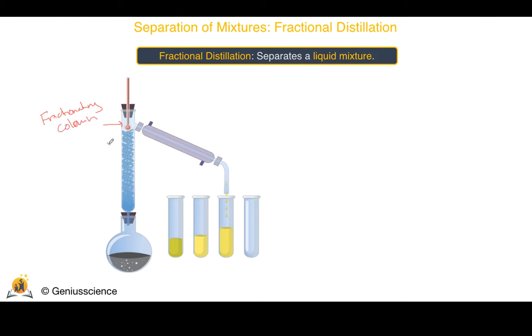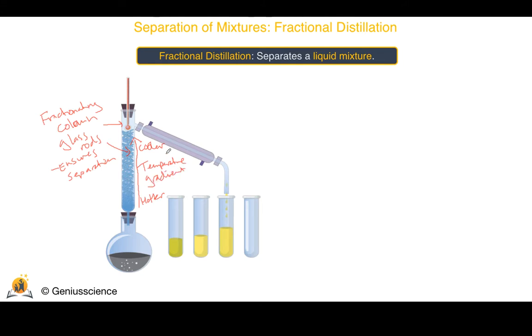And contained within the fractionating column here are glass rods. And these glass rods are there to ensure separation of the different components in the mixture that we call fractions. It is cooler at the top of the fractionating column and hotter at the bottom, and this temperature difference is what we call a temperature gradient.